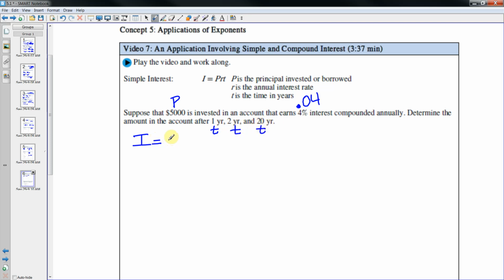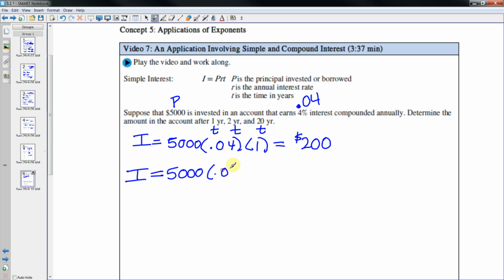So principal would be 5,000 times my interest, 0.04, times 1 year. You just have to multiply your 5,000 times 0.04, and that gives us $200 that we would earn in interest after a year. Okay, so let's see what happens after 2 years. 5,000, we're still at the same interest rate, but this time times 2. So 5,000 times 0.04 times 2. So we're going to make $400.